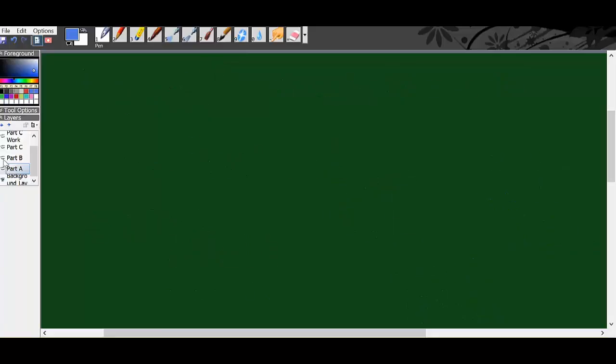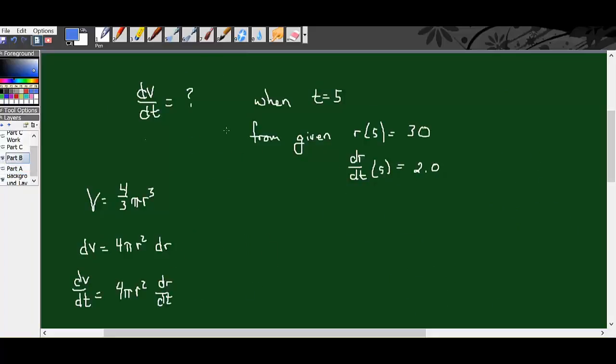All right, part B you should have been able to get. Part B simply asks us to find the rate of change of the volume of the balloon. You should understand that that means what is dV/dt when time is 5. Indicate the units of measure. So what is the rate of change of the volume when time is 5? Well, from the given, R of 5 was 30. The radius when time is 5 is 30, and dr/dt of 5 is 2. That comes off that little table. dr/dt, or R prime of 5, is 2.